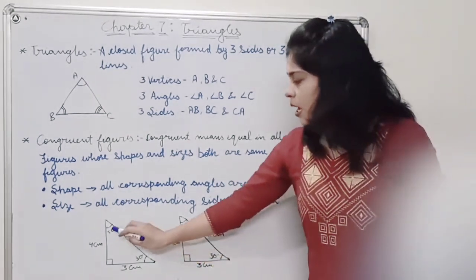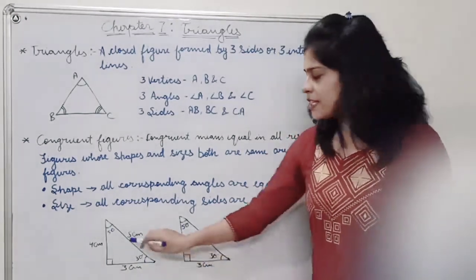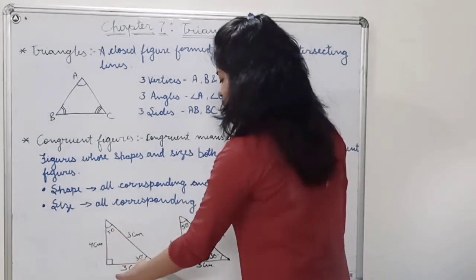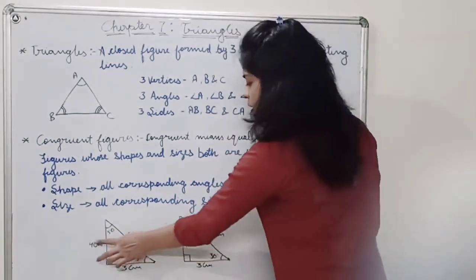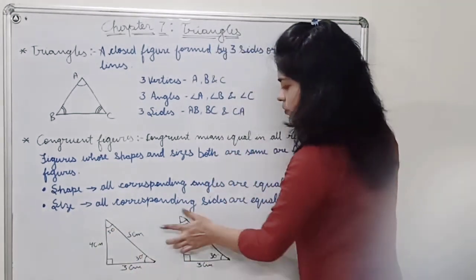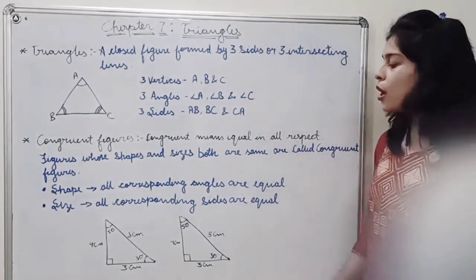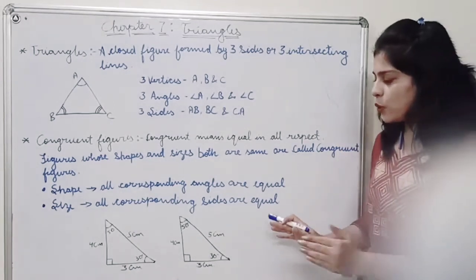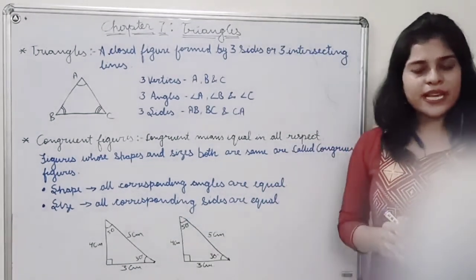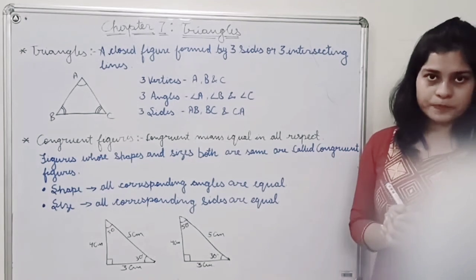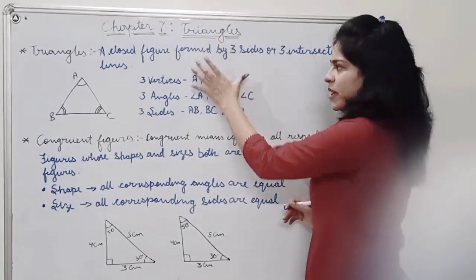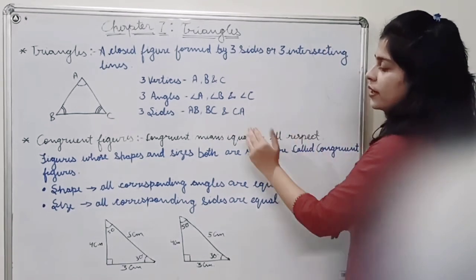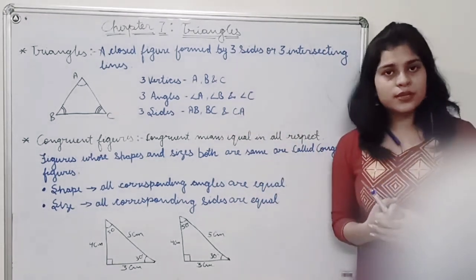Why? Because all the corresponding angles are the same, so they have equal shape and all the corresponding sides. These two are corresponding sides and this one is the corresponding side, the hypotenuse. All the corresponding sides are also equal. Means both triangles are of the same size, or you can say same area. So this was all about the very basic idea of the chapter, which was what is a triangle and what are congruent figures called.